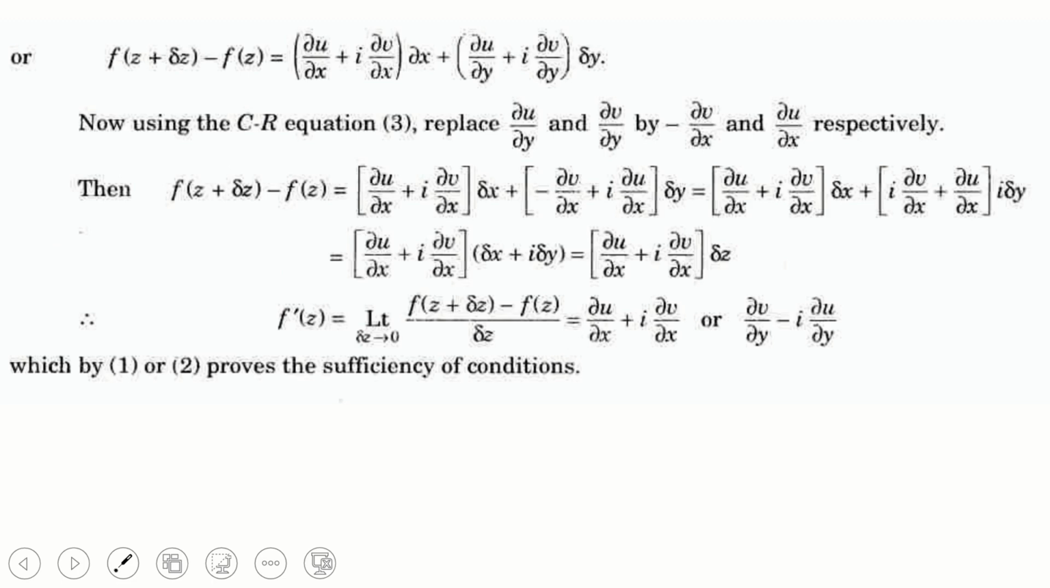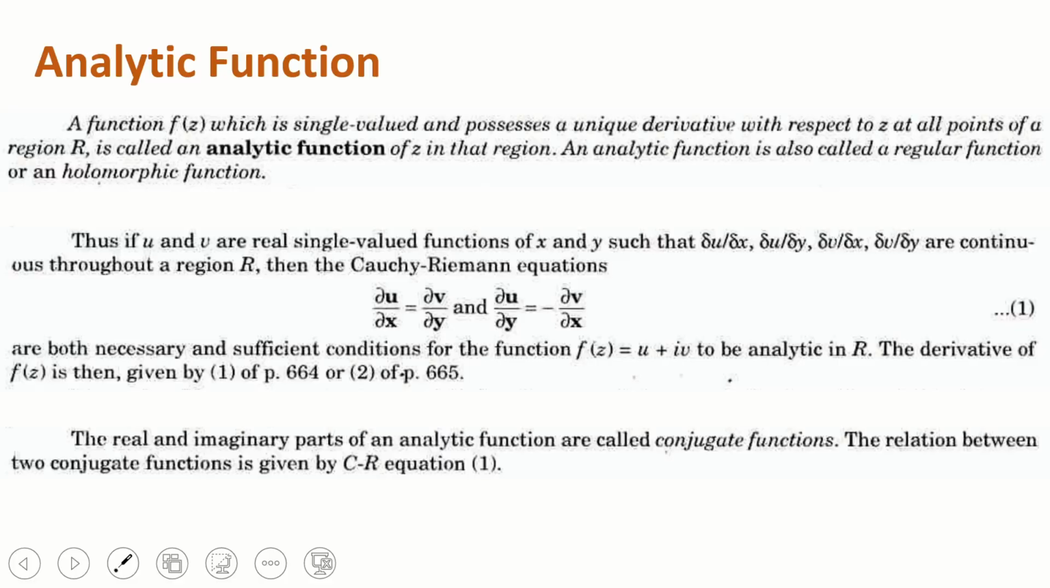So next, let's move ahead with our next topic, that is the analytic function. A function which is single valued and possesses a unique derivative with respect to z at all points of a region R is called an analytic function of z in that region. What this means is that if a function possesses a unique derivative at all points of a given region, it is an analytic function. An analytic function is also called a regular function or a holomorphic function. These are the alternative names of an analytic function.